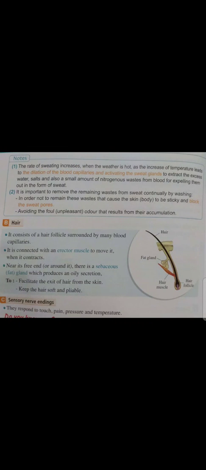The rate of sweating increases when the weather is hot, and this increase of temperature leads to the dilation of the blood capillaries. This is a very important information. Again, the sweating in summer or in hot weather leads to dilation of blood capillaries. Okay.